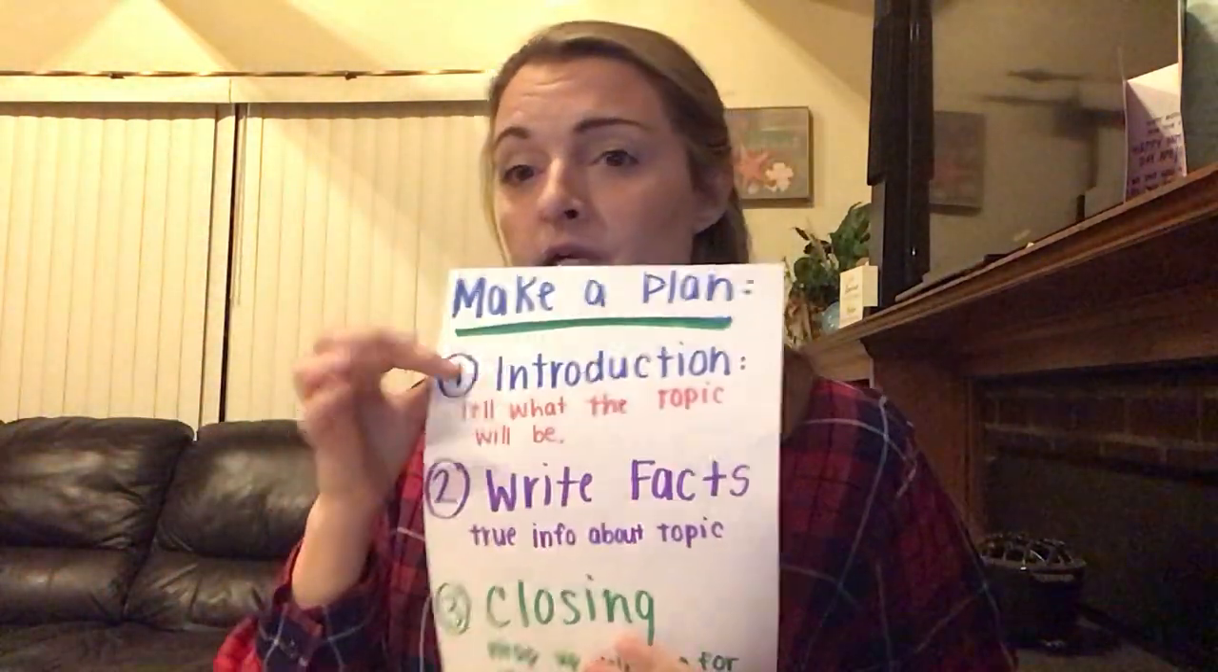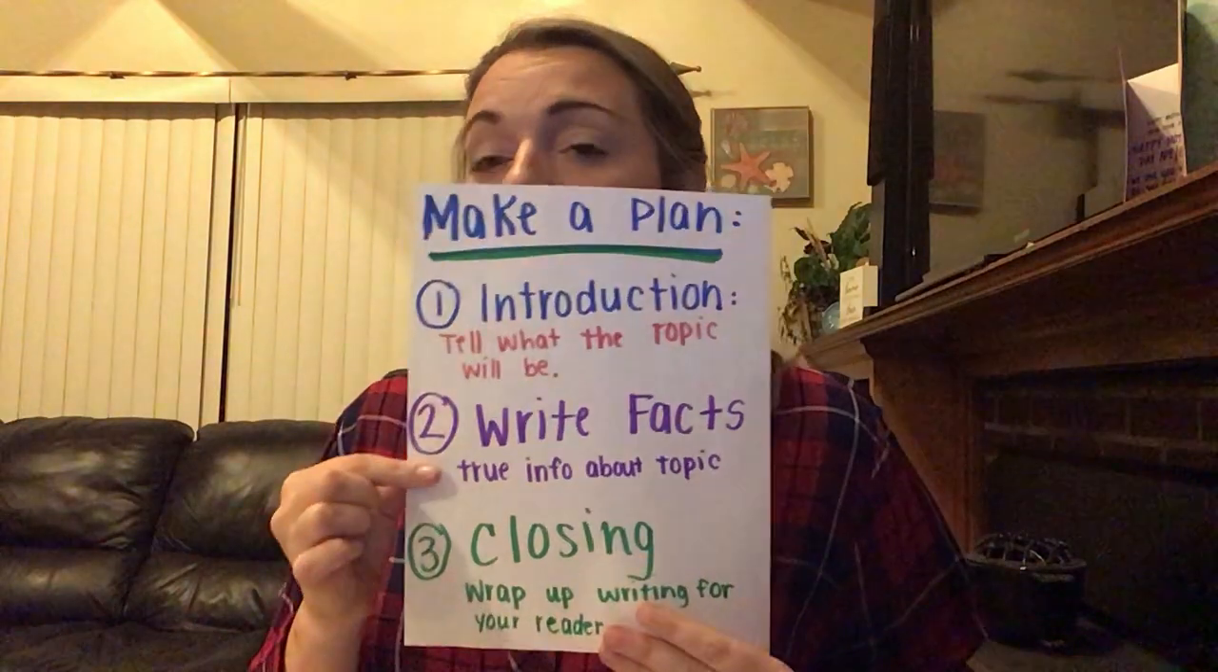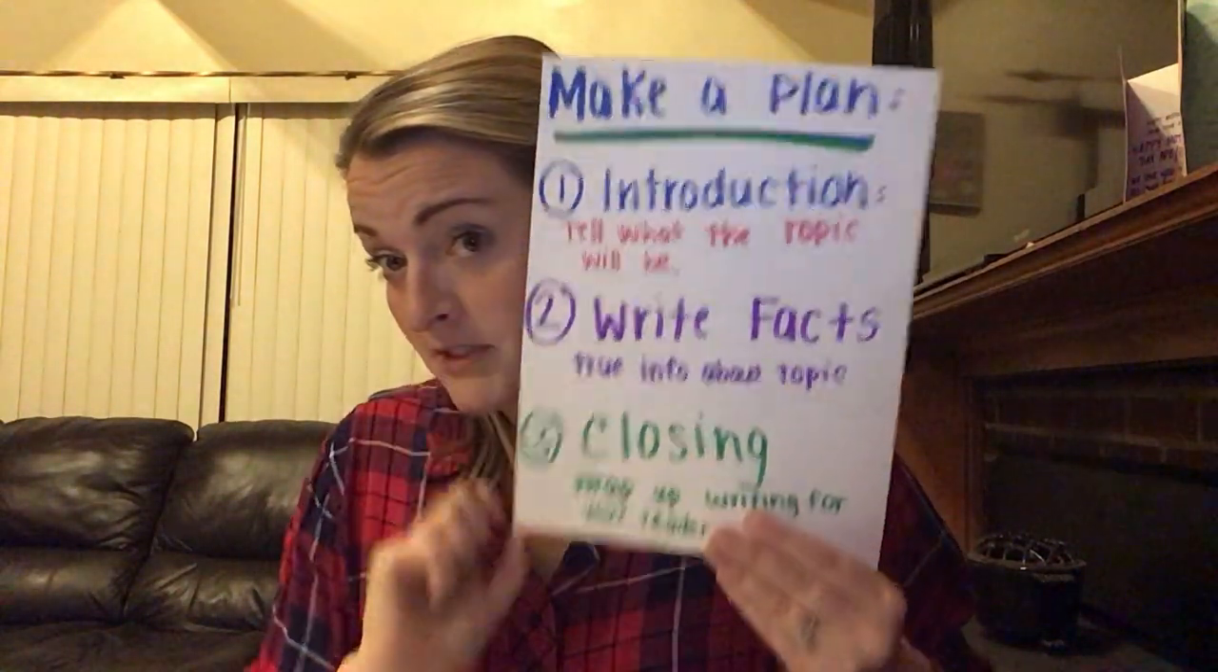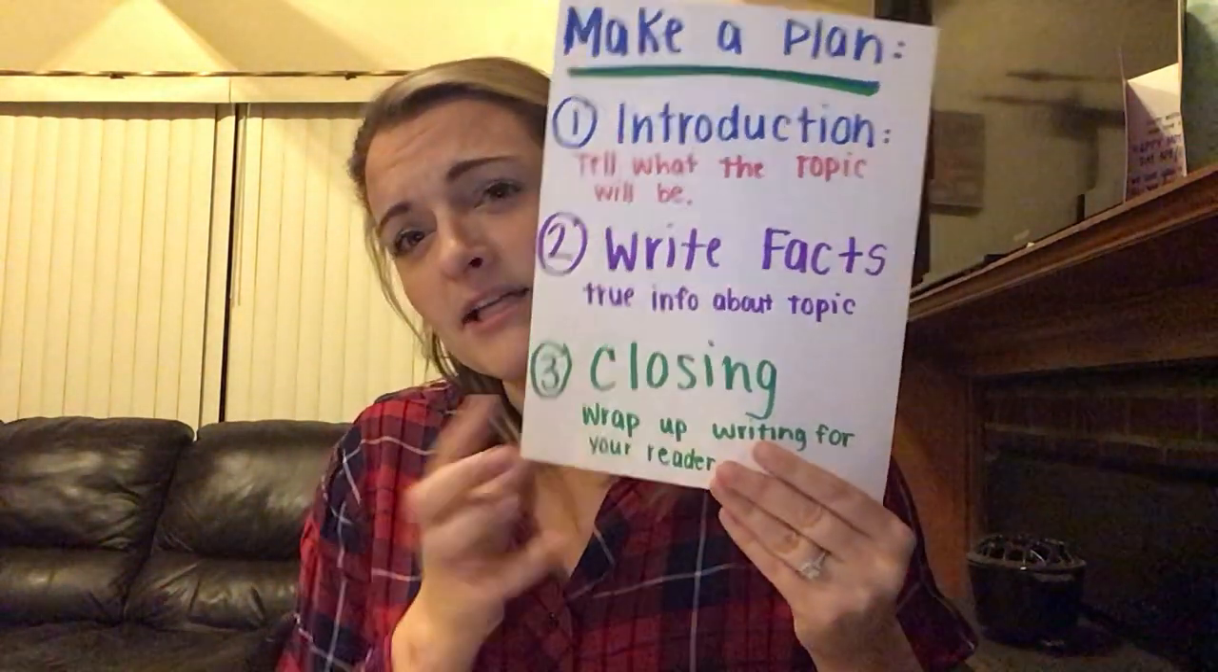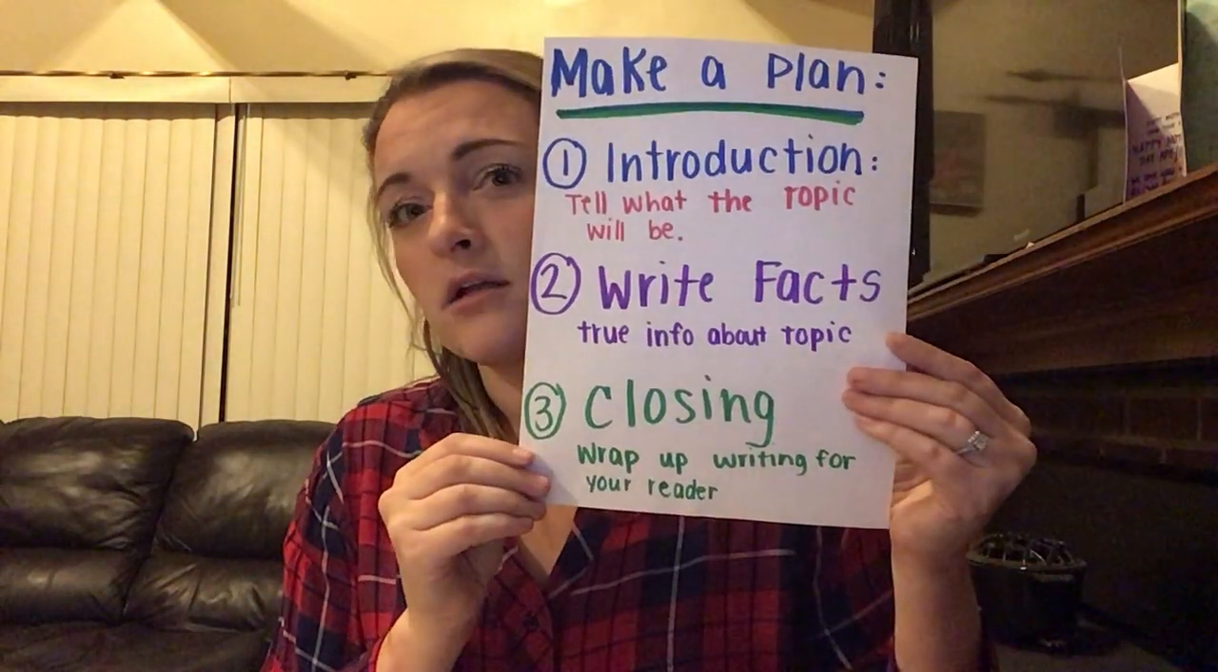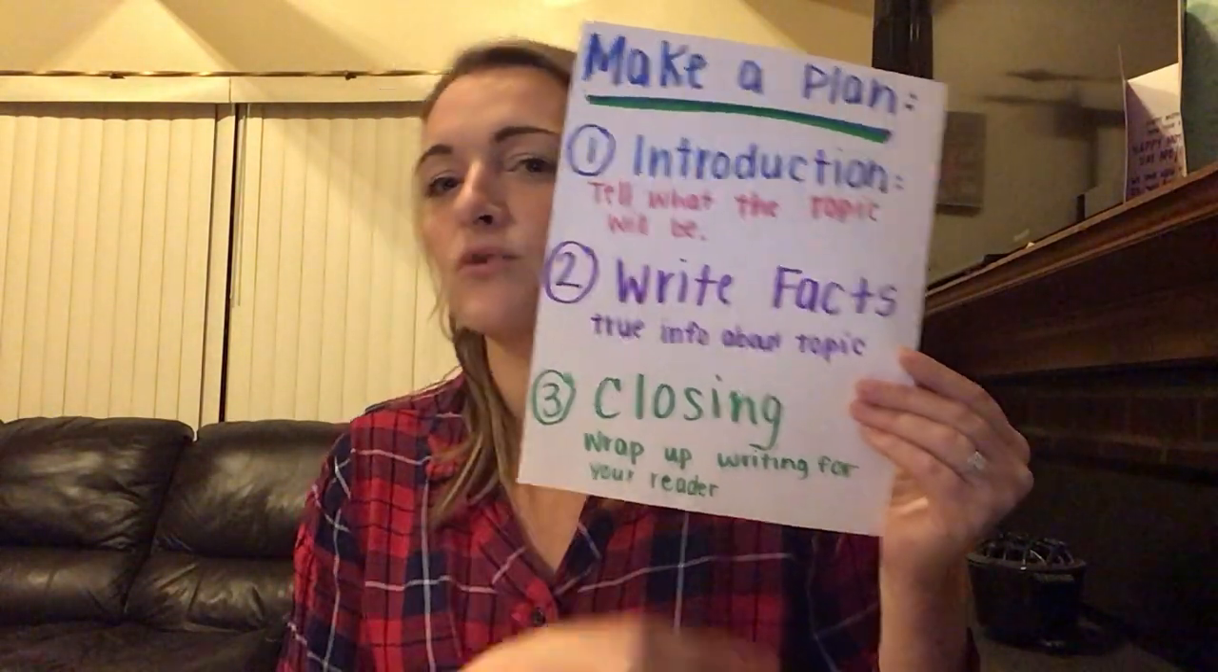Okay, so now we did step number 2 on our plan. So we wrote our introduction, our readers are excited. We wrote facts about the different types of clouds. And now the very last part is your closing. So what you're going to do is you're going to wrap up the writing, let the reader know that you had a good time telling them about clouds, and thank them for listening.